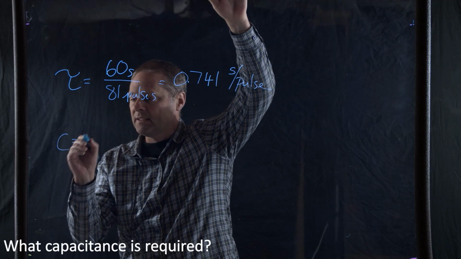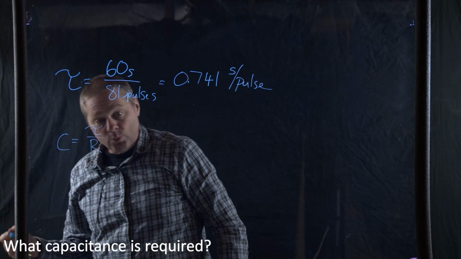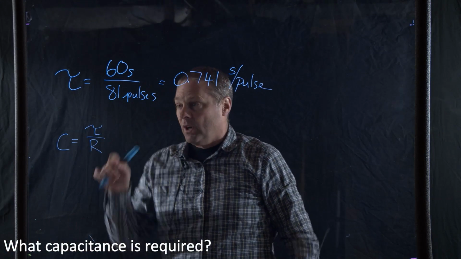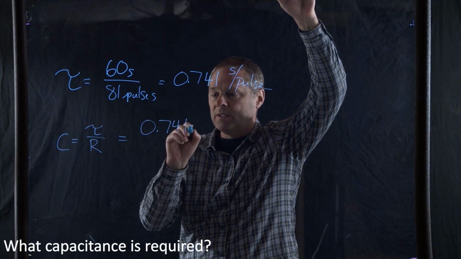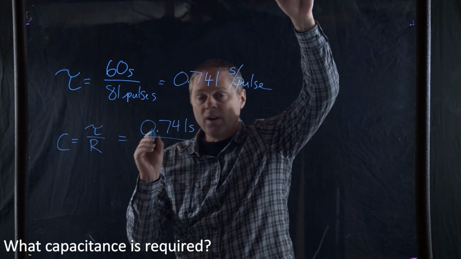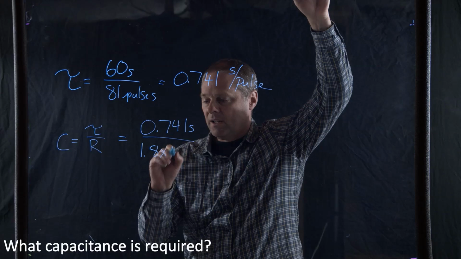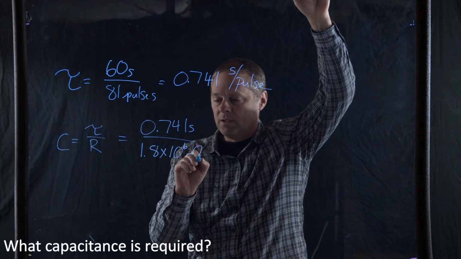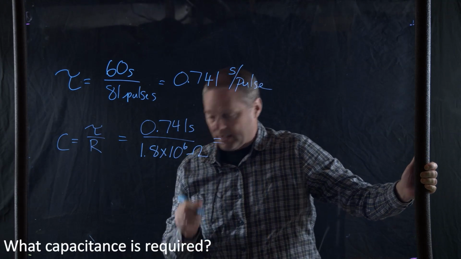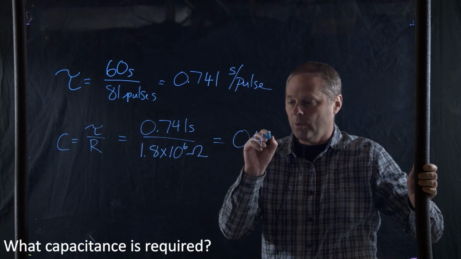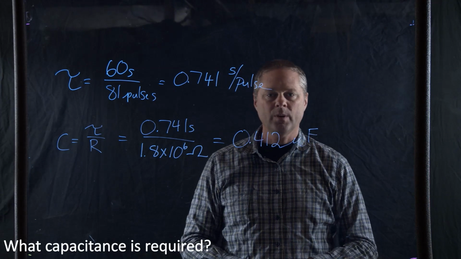We know that our capacitance is equal to tau divided by our resistance. We know the resistance is 1.8 mega ohms. We just found our tau, so it is 0.741 seconds divided by our resistance. Remember, it's mega ohms. Mega means a million, so this becomes 1.8 times 10 to the 6th ohms as our resistance. Now we can find our capacitance, which is 0.412 microfarads. Okay?